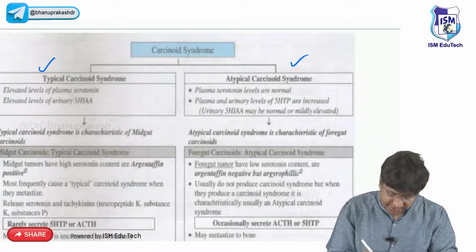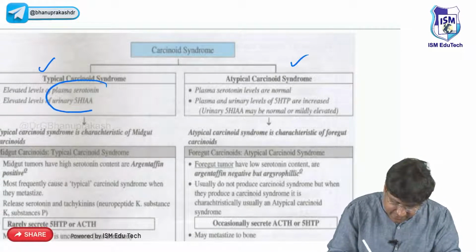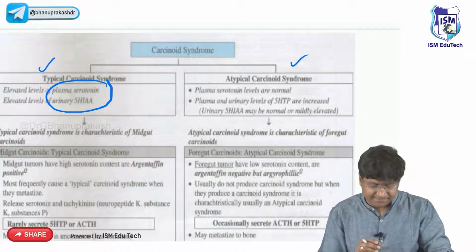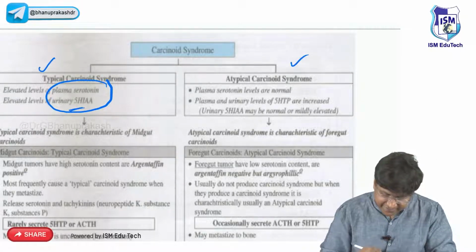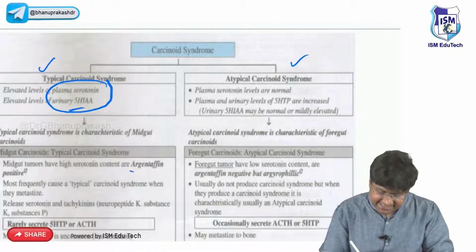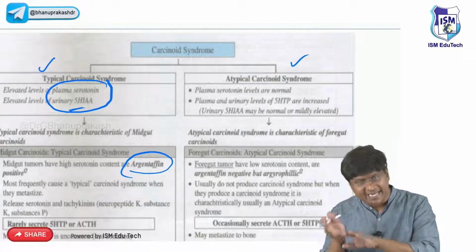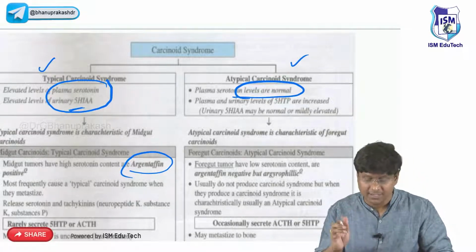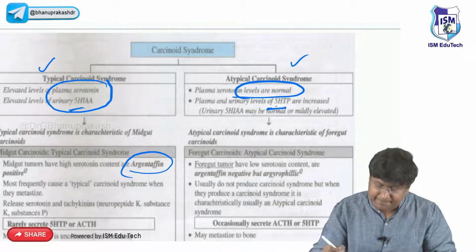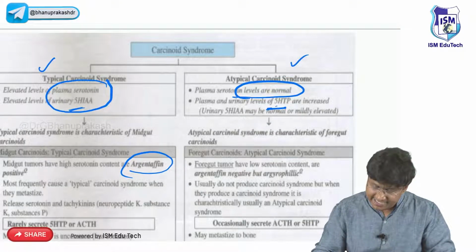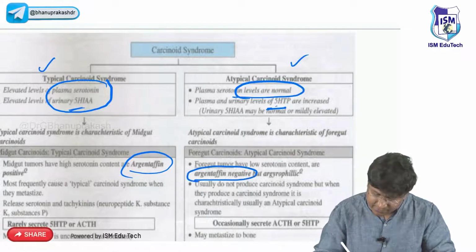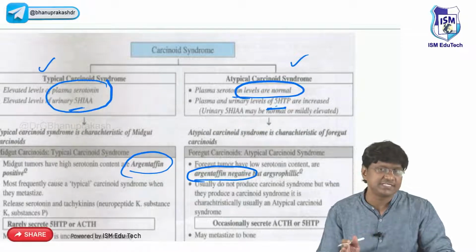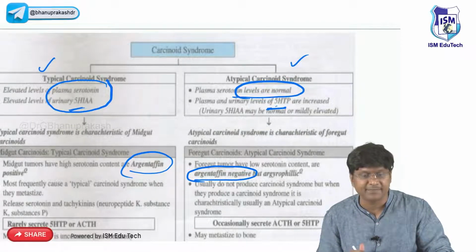In typical carcinoid, along with increase in plasma serotonin, there will be increase in your urinary 5-hydroxy-indolactic acid and argentaffin will be positive. Whereas in atypical carcinoid, the plasma serotonin levels will be normal, but your 5-hydroxytryptamine level will be increased and argentaffin will be negative because serotonin levels are normal. That is the difference between typical and atypical carcinoid.